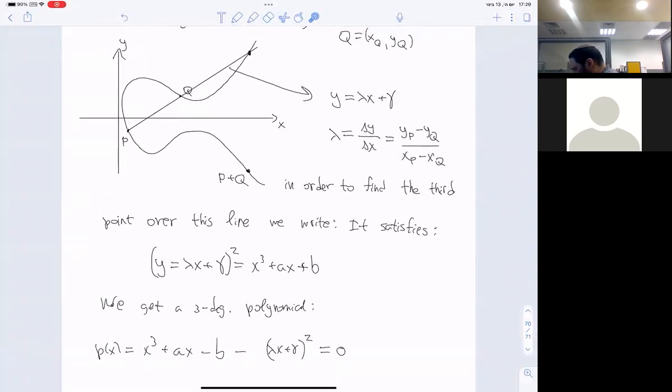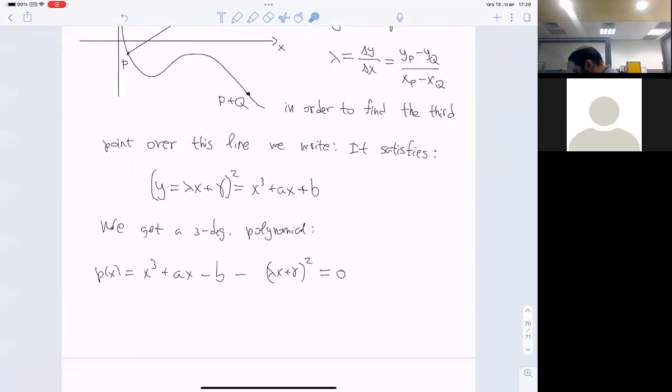I just want to show you how to compute the coordinates of the addition of two points over the elliptic curve. If P and Q are distinct, this line, whose slope is easy to compute, is just delta y divided by delta x. We know two points, so we find lambda. Now we want to find the third point here.